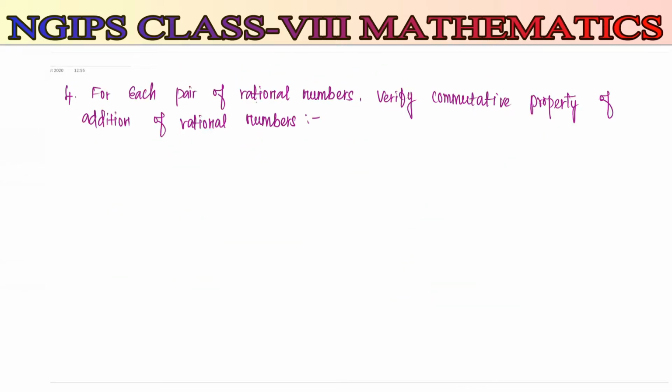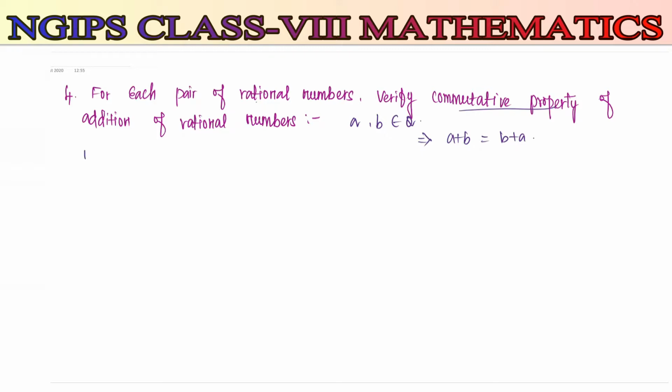Now if you look at the fourth one, for each pair of rational numbers, verify the commutative property. So here the commutative property of rational numbers under addition is nothing but, when you have two numbers, for example A and B, which are rational numbers, you can write like this. Here it has to satisfy this condition: A plus B should be equal to B plus A. When you take the reverse sum, it should be equal to the sum of the two numbers.